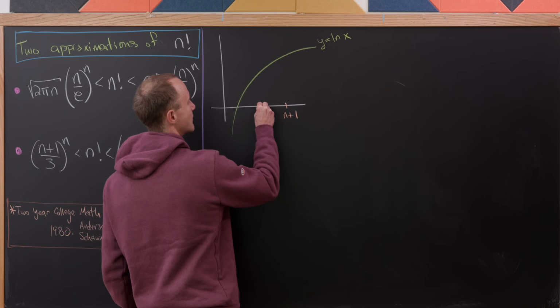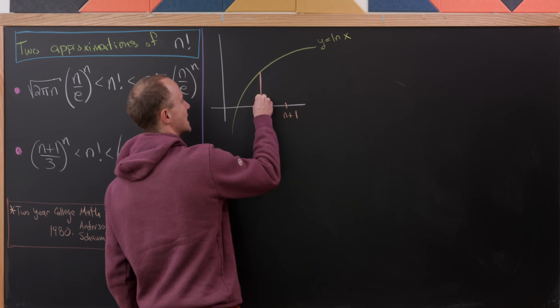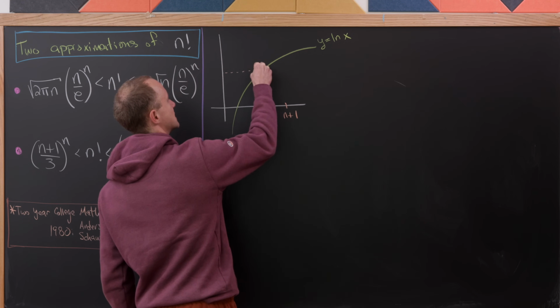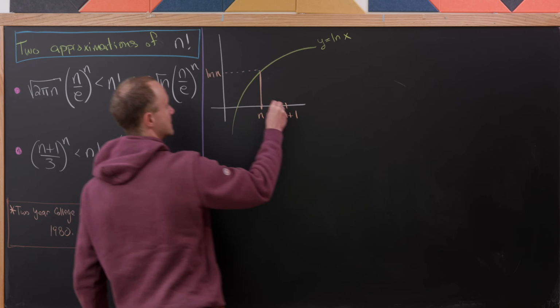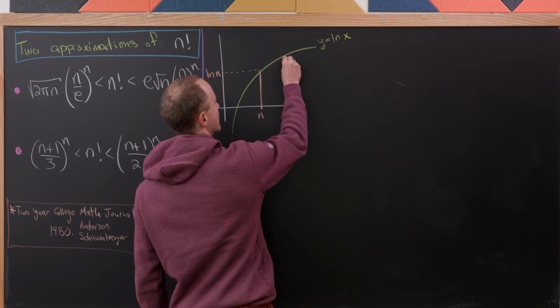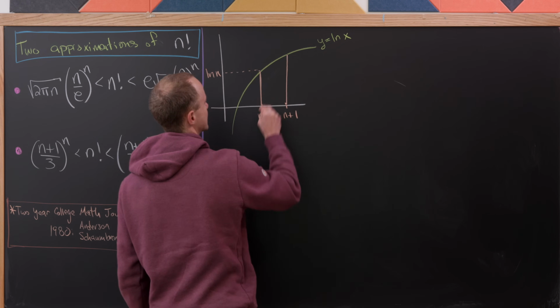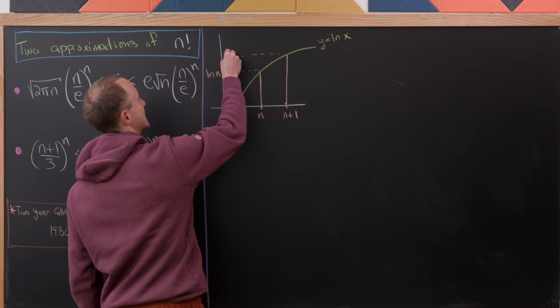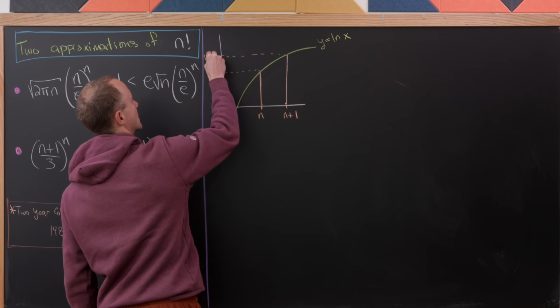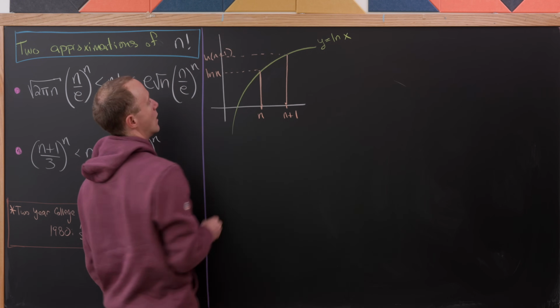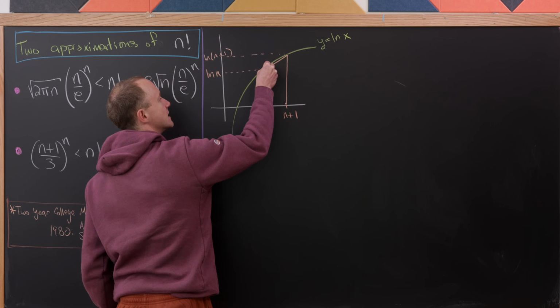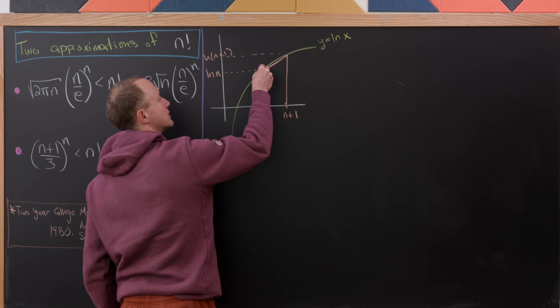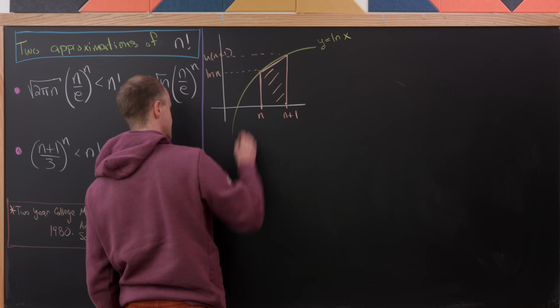Okay, so now I'm going to throw up a vertical line segment to here. And so that's clearly going to intersect the graph at the point natural log of n. And then I'll throw up another vertical line segment here until it intersects the graph. And that's going to intersect the graph at the natural log of n plus 1. And now I'm going to complete this into a trapezoid. Okay, so there we have it, completed into a trapezoid.